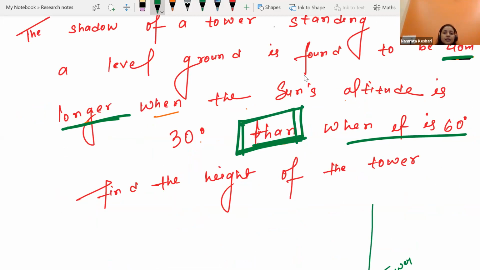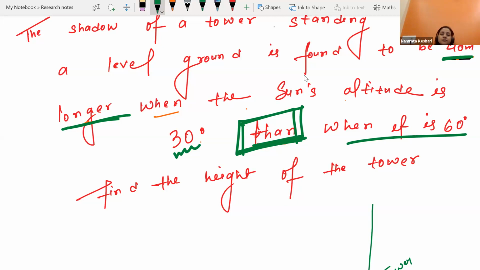Are you getting it? 40 meter longer than when it was 60 degree. Now the angle is 30 degree and now it is 40 meter longer than the previous when it was 60 degree. Yes or no? Getting it? Yes, ma'am. Whatever was the length of the shadow previously, now the shadow's length increased by 40 meter. Why is it increasing? Because the angle is getting changed. Getting it? Yes or no?